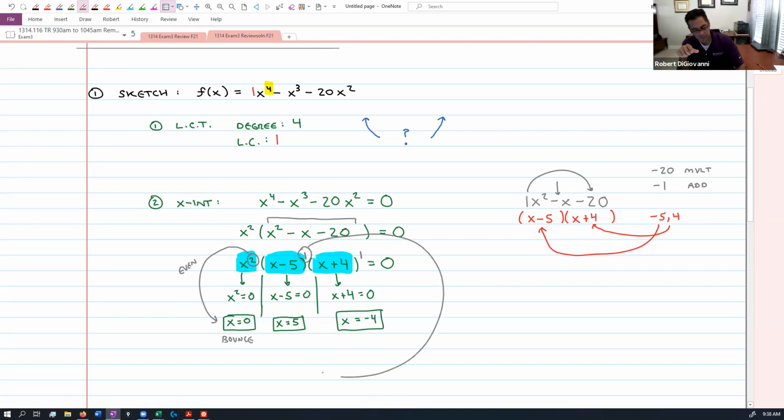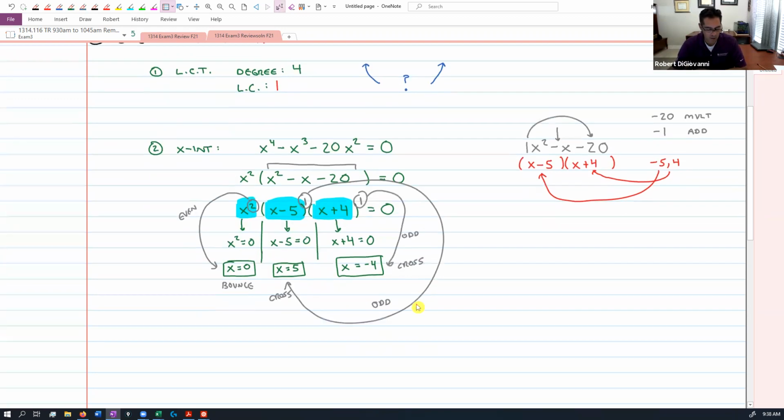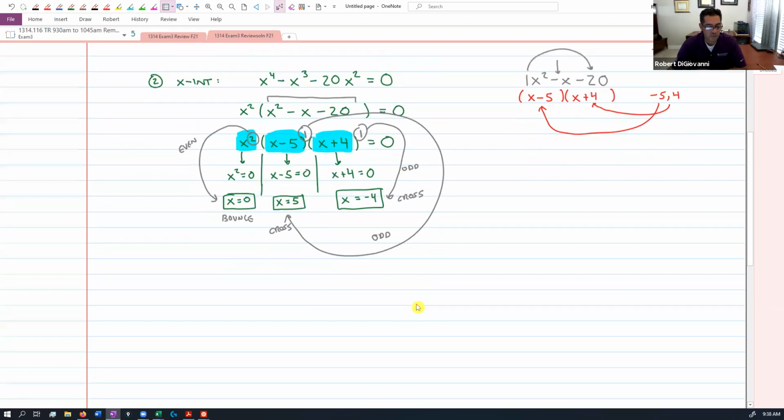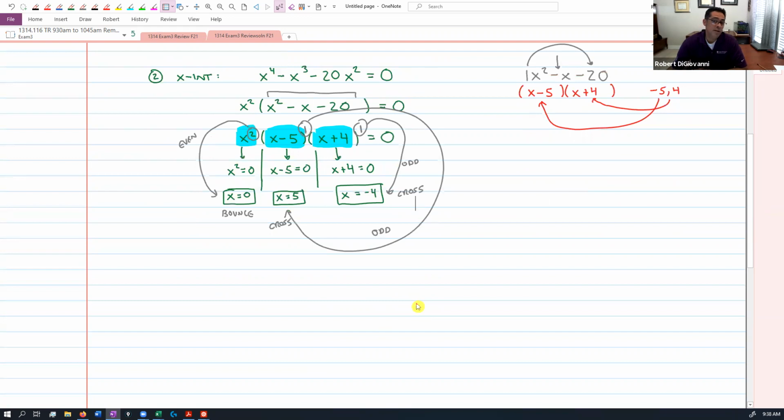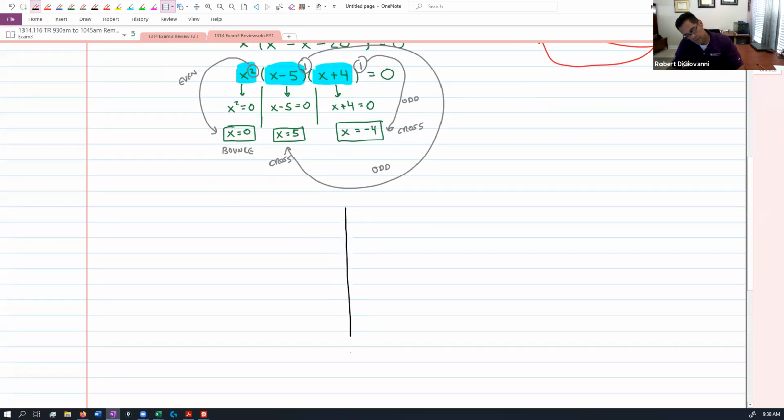This is odd, so we're going to cross. And this one is odd also, so we're going to cross. And that's pretty much all you need to be able to graph this. So now we go and we draw our picture. And it doesn't have to be perfect. You just want to get a general idea of what's happening here.